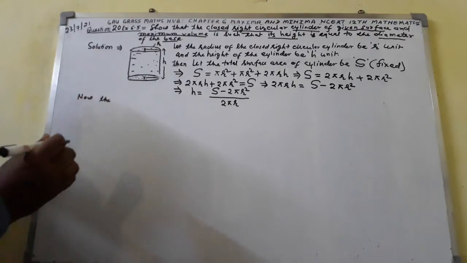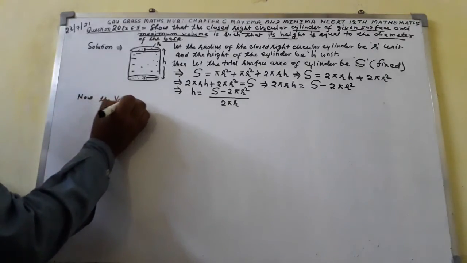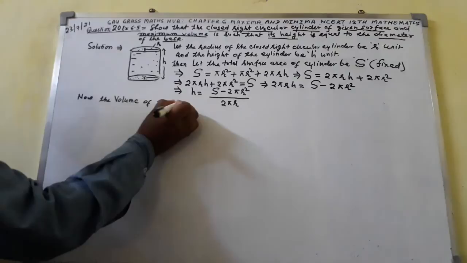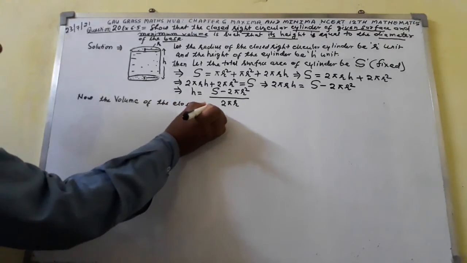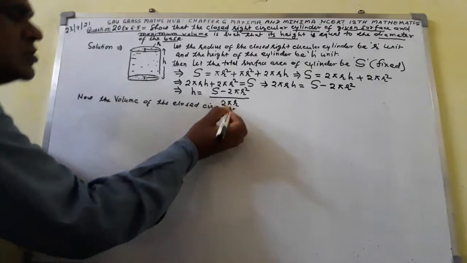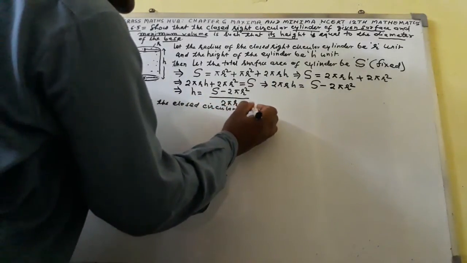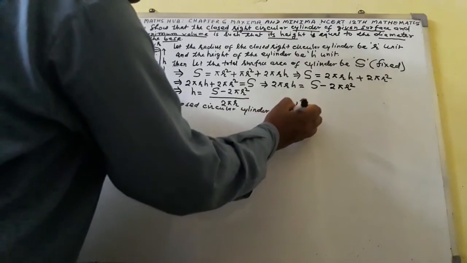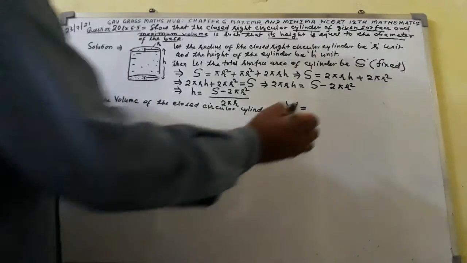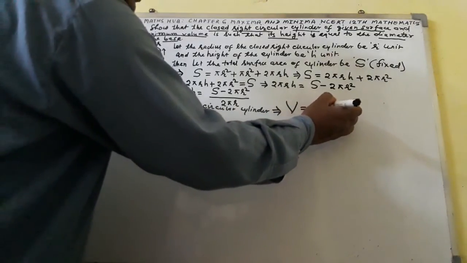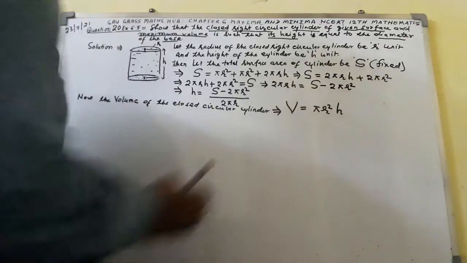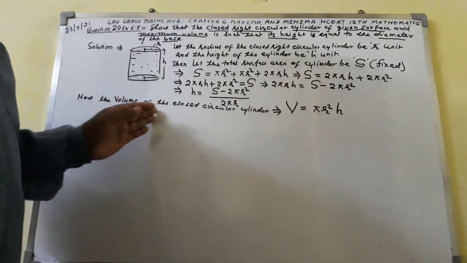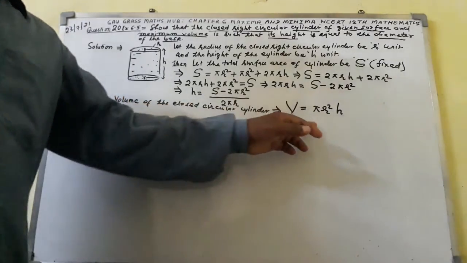So here I shall write, now the volume of the closed circular cylinder implied that capital V equal to, this is the formula, pi r square h. This is the formula meant for the volume of the closed circular cylinder, pi r square h.